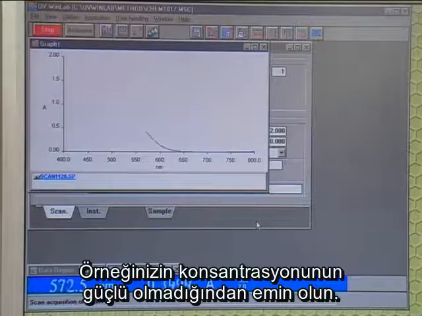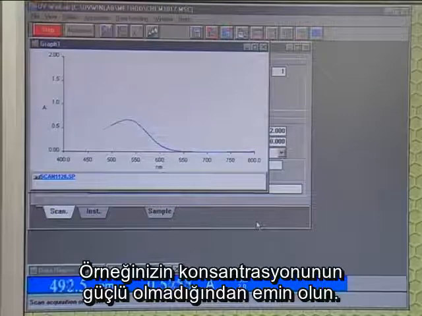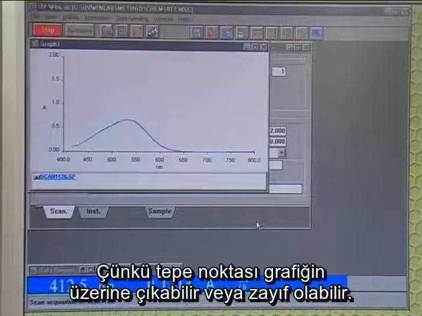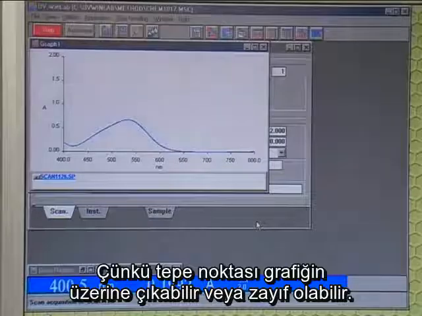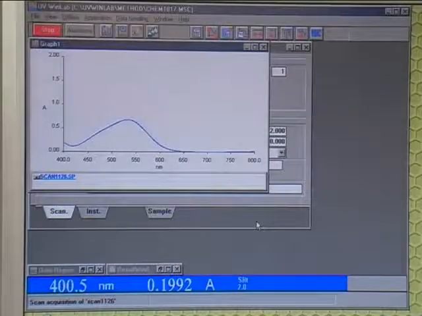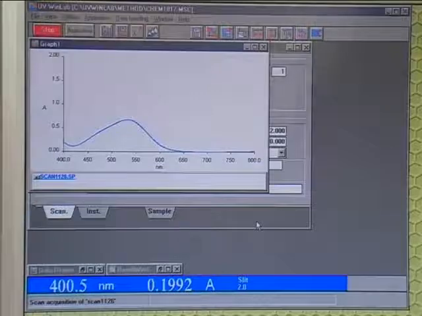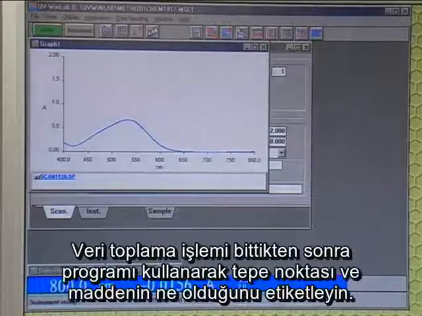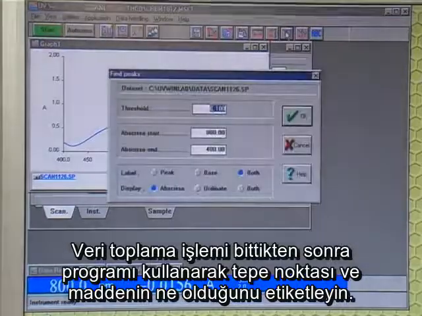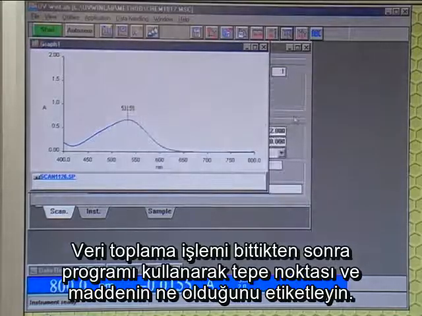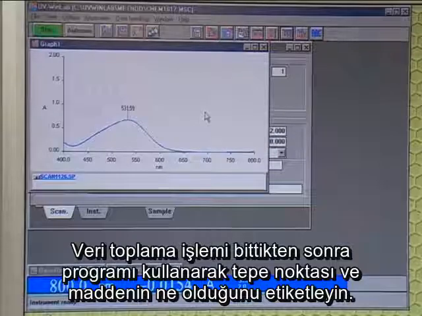Try to ensure that the concentration of your solution isn't too strong so that the peak goes above the graph, or too weak so there is no peak. The example shown here is about perfect. Once the data acquisition is finished, add labels using the program, marking the height of the peak and what the substance is.